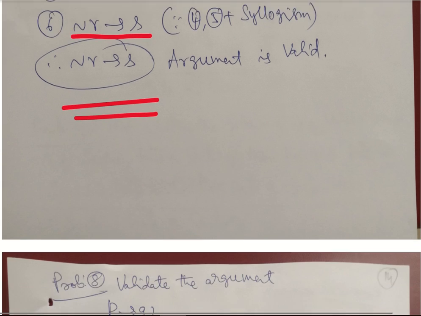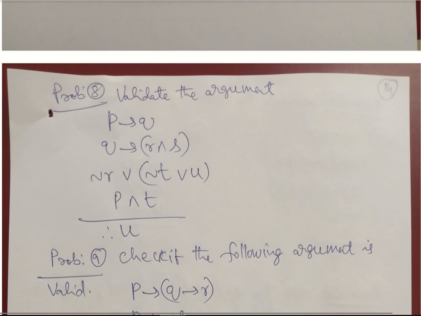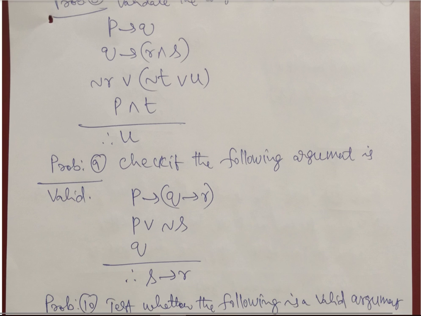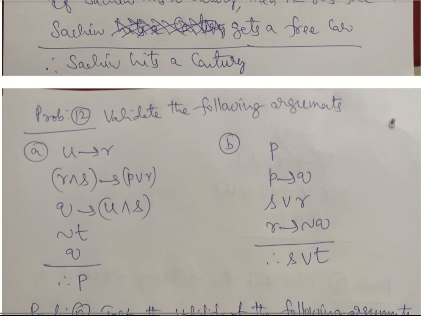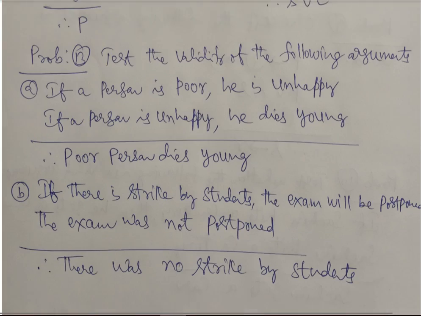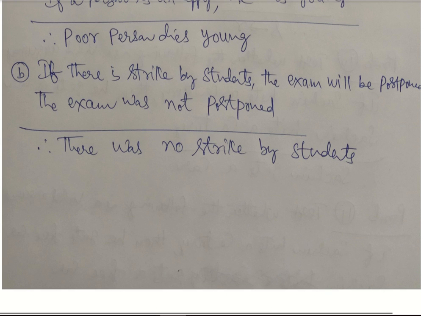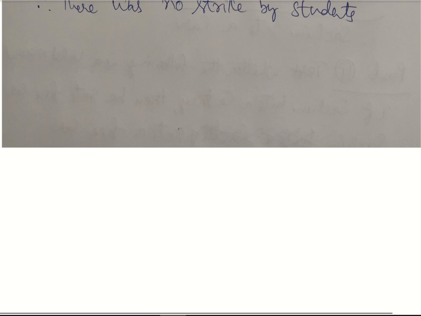Okay, next we have some problems which you can try your hand at, and the same process can be applied, and they are all checked. Some of the arguments I have given are going to give invalid statements also. Probably you can try them. I will leave these problems to you so that you can try and understand the concept of rules of inference better. Okay, thank you.